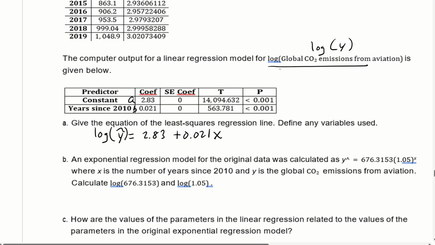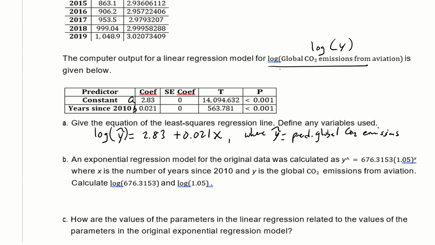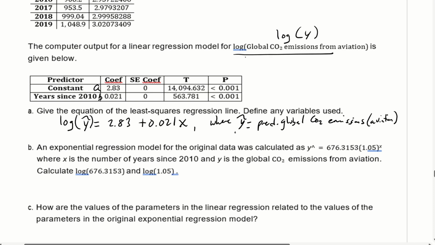All right, so where Y hat equals predicted global CO2 emission from aviation, and X equals number of years since 2010.